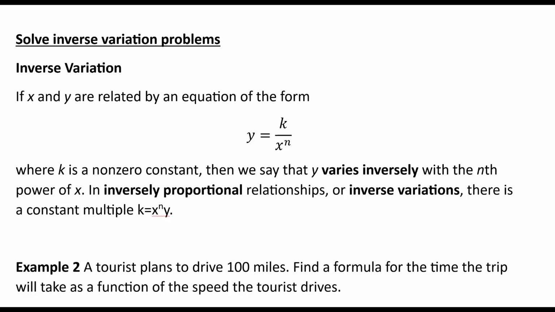Now we'll talk about inverse variation problems. If x and y are related by an equation of the form y equals k over x to the n, where k is a non-zero constant, we say y varies inversely with the nth power of x. In inversely proportional relationships, or inverse variations, there is a constant multiple k, as we had before, but this time it's k equals x to the n times y.